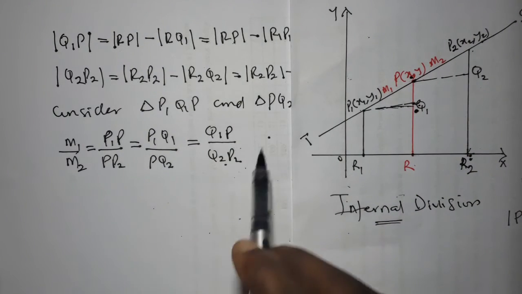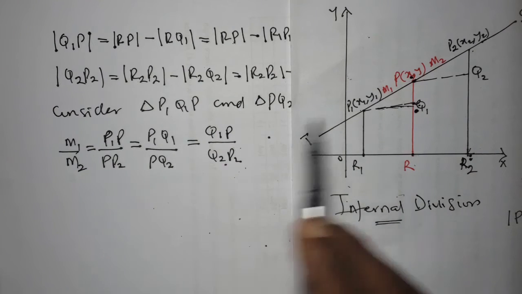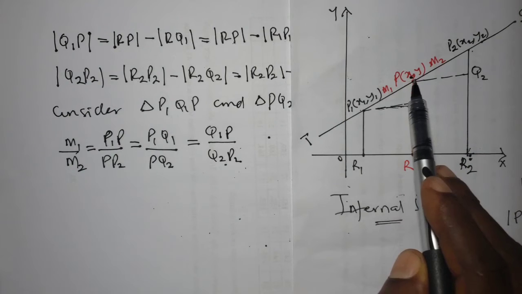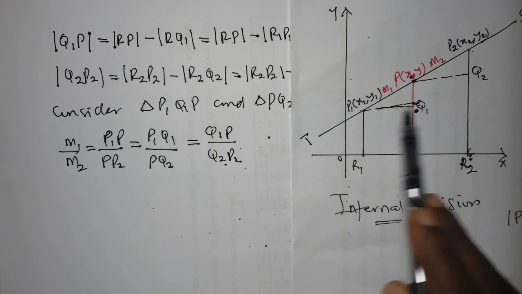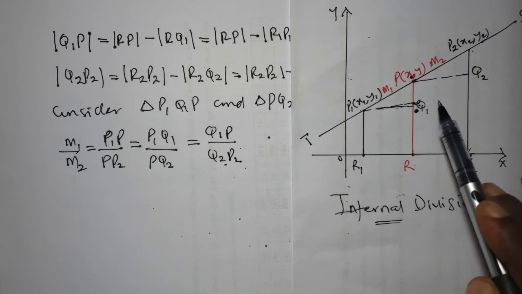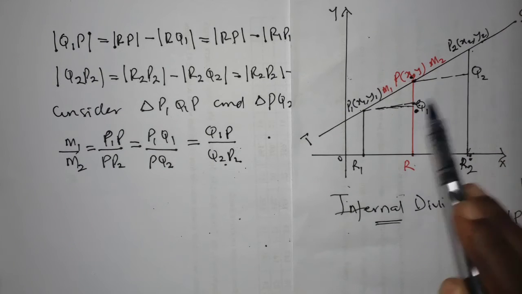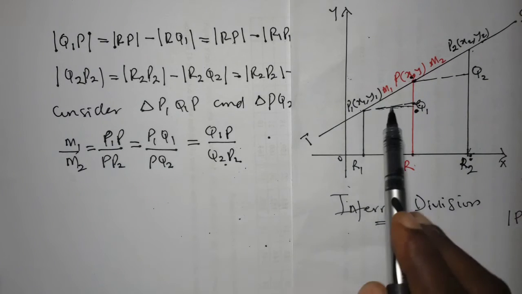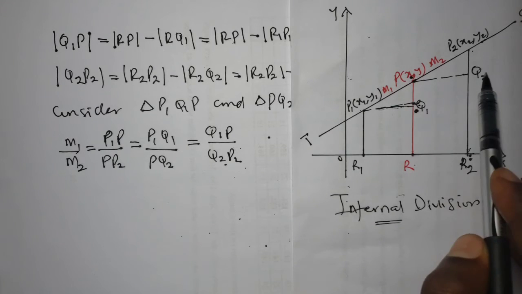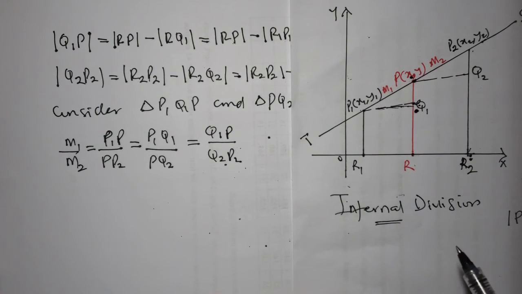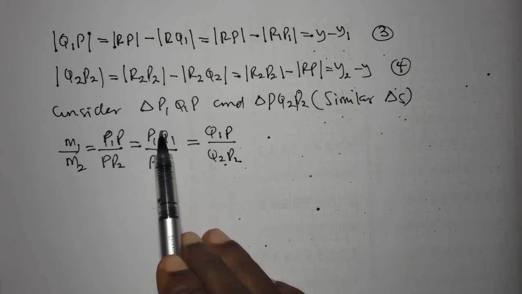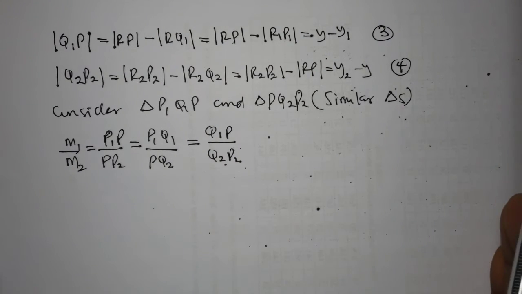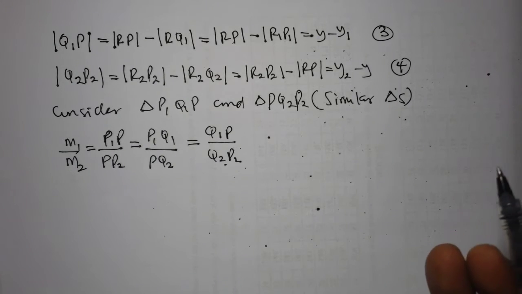Now, if you observe here, you see that we have related the three sides of these triangles. The first side was P1P over PP2. Second one was this side, P1Q1 and PQ2. And the third one is Q1P and Q2P2. Now, why have we done this? We have done this because the triangles P1Q1P and PQ2P2 are similar triangles. What do we get from all this? Since we have this term equal to this term equal to this term, we are at liberty to pick any two pairs and work with them.